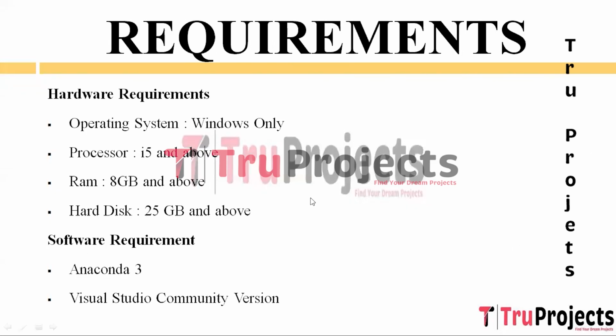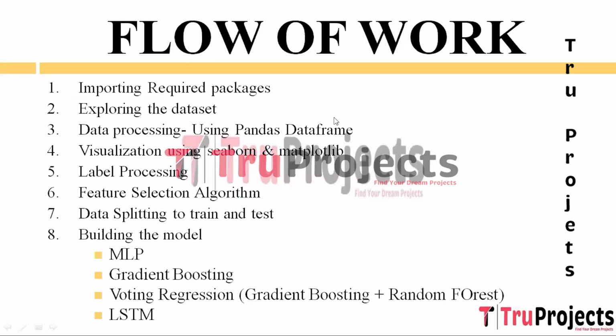Requirements. These are the requirements needed to execute this project. Hardware requirements: operating system of Windows, processor of i5 and above, RAM of 8GB and above, hard disk of 25GB and above. Software requirements needed are Anaconda 3 and Visual Studio Community version. Now we'll discuss the flow of work. These are all the steps followed to build this project.